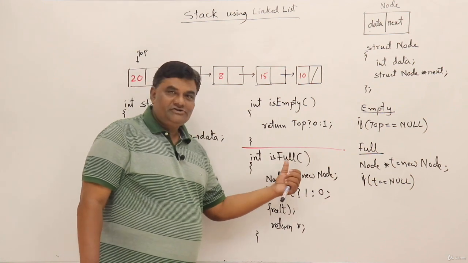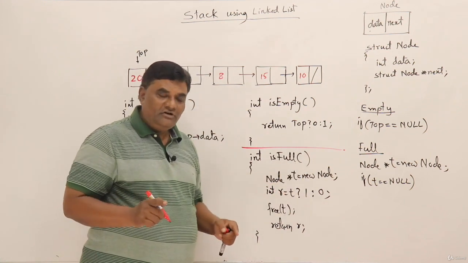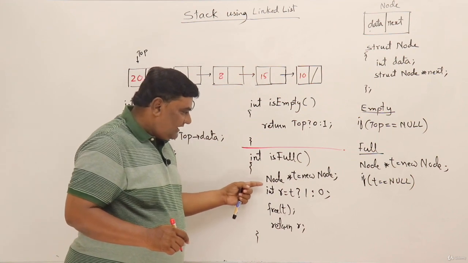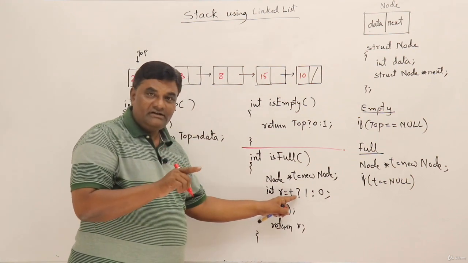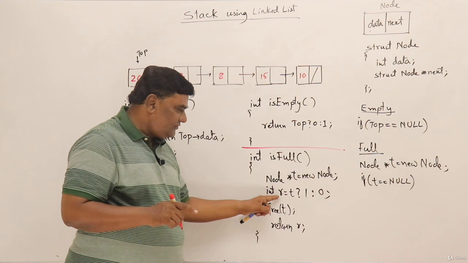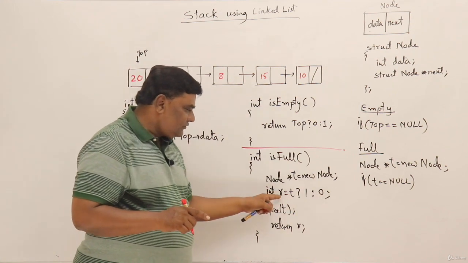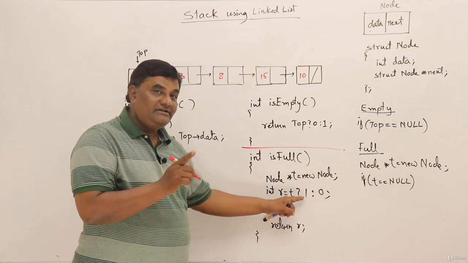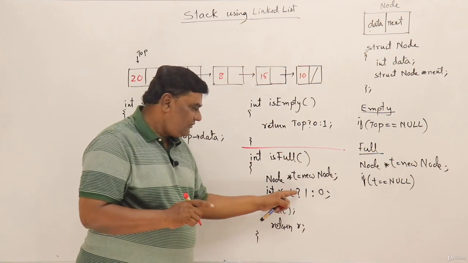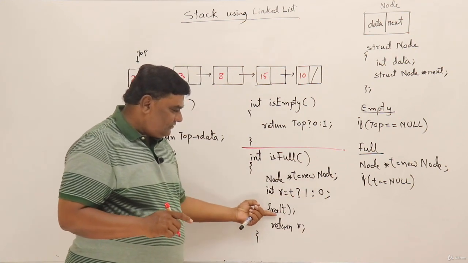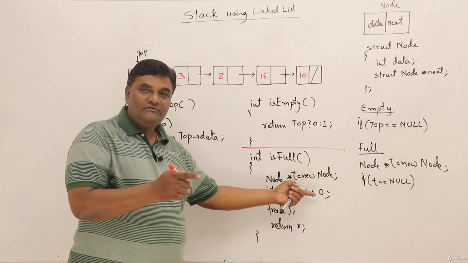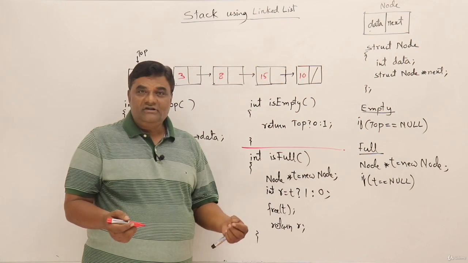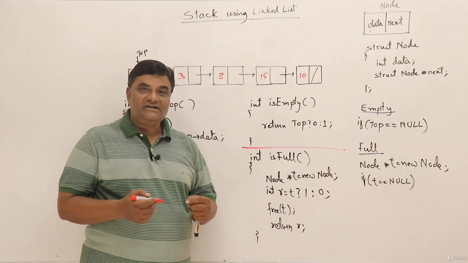Then is full function. For checking whether it is full or not, create a node and check if that T is not null. If it is not null, assign 1 to R. Otherwise, assign 0 to R. 1 means true, 0 means false. Means if it is not null, assign true. Otherwise, assign false. And after that, delete the node and return R. So whatever the value was stored in R, that will be returned, true or false. So that's all. These are the functions for stack.